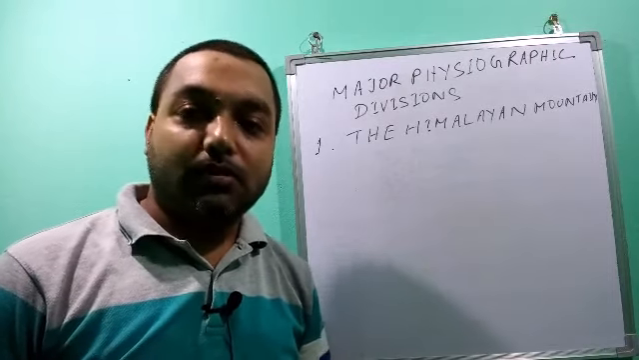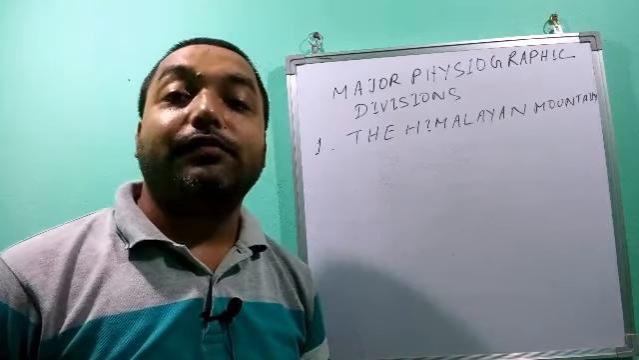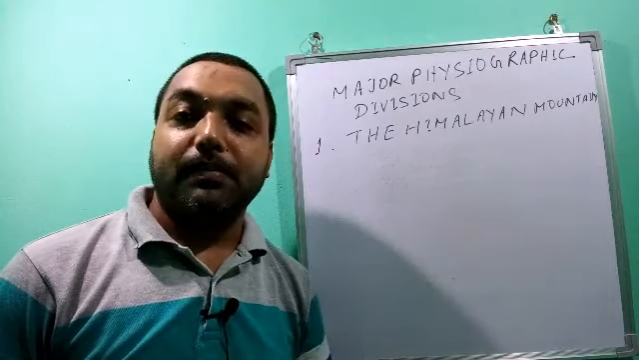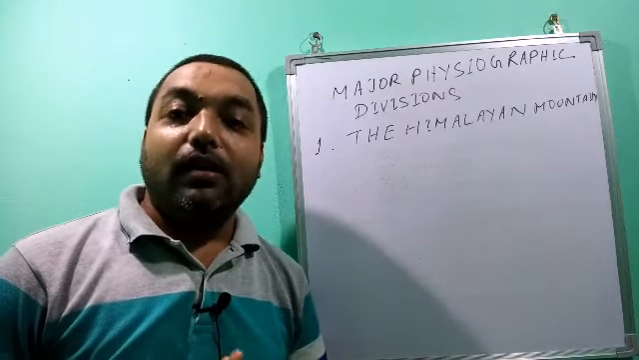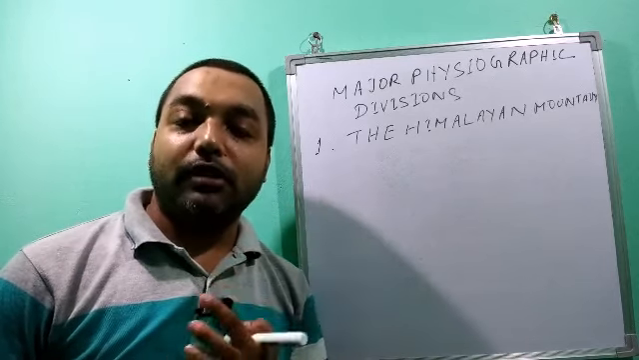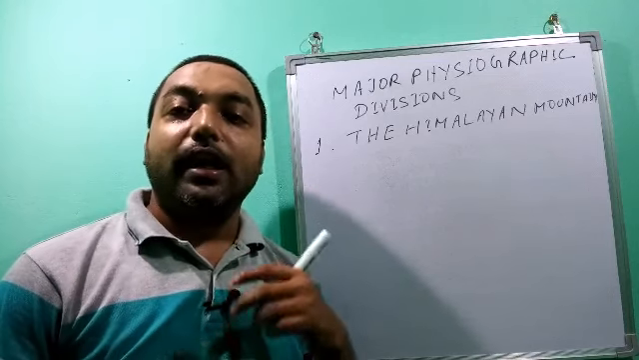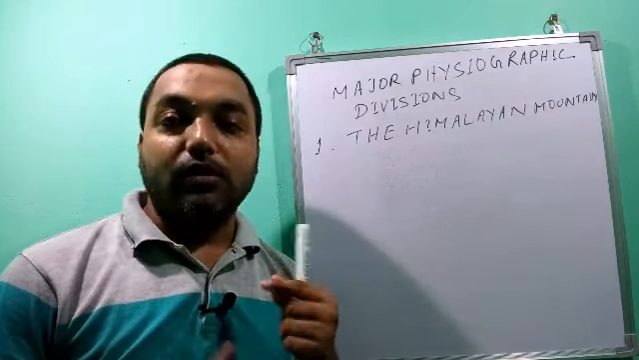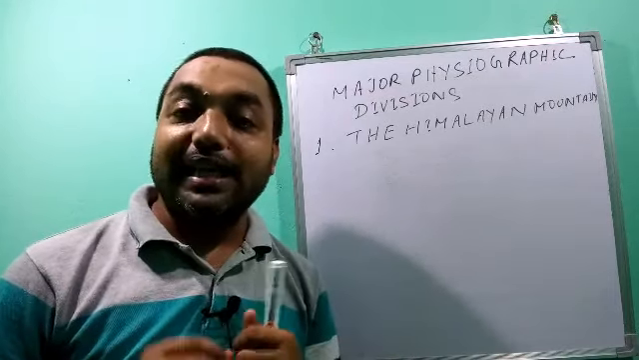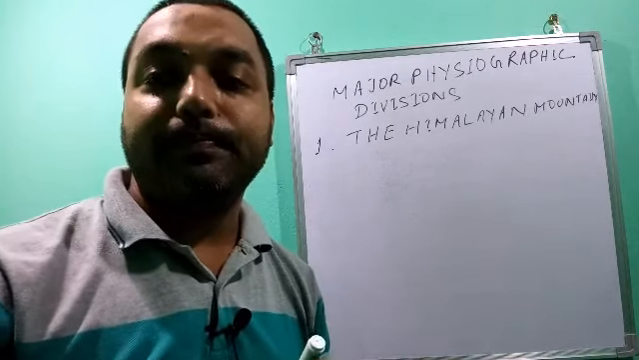Next topic, let us come to the most important topic of this lesson: the major physiographic divisions of India. The first major physiographic division is the Himalayan mountain. It is towards the north of India, and it is a very young fold mountain. We have already discussed how it originated from the Tethys Sea and why it is called a fold mountain, because it is formed of different kinds of folds. So let us discuss elaborately the first physiographic division of India, the Himalayan mountain.